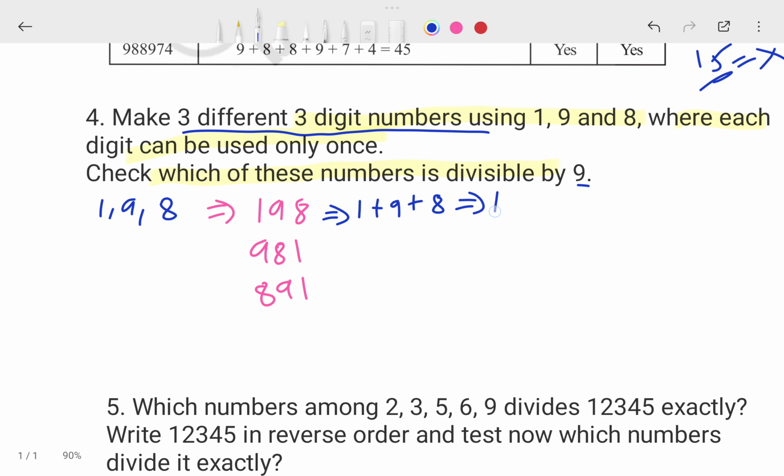9 plus 9 plus 0, that's going to be 18. So is 18 in the 9 table? Yes, it is there. So it is divisible by 9.